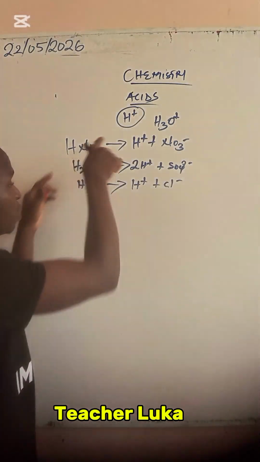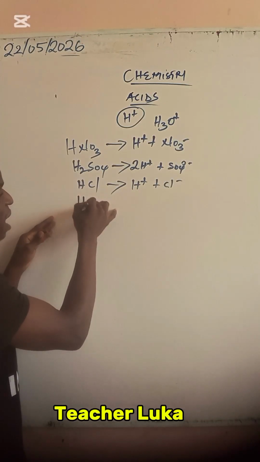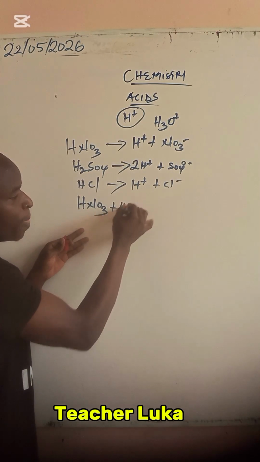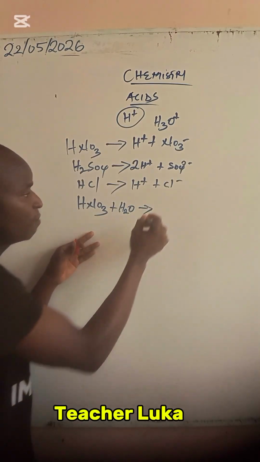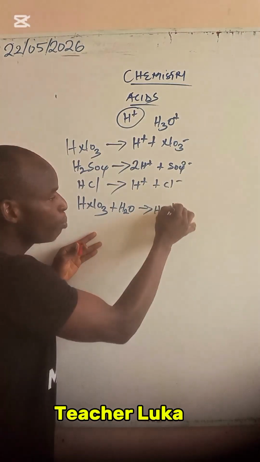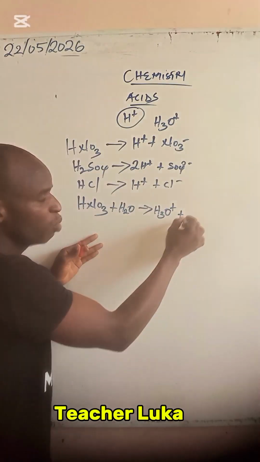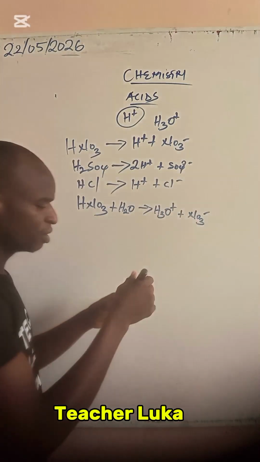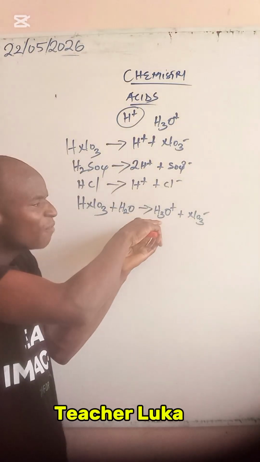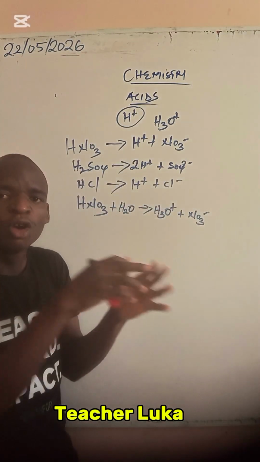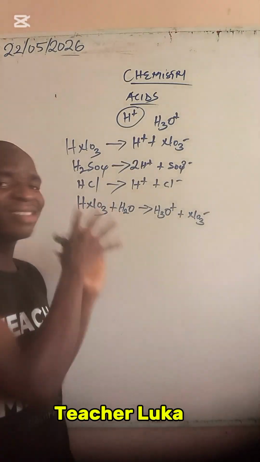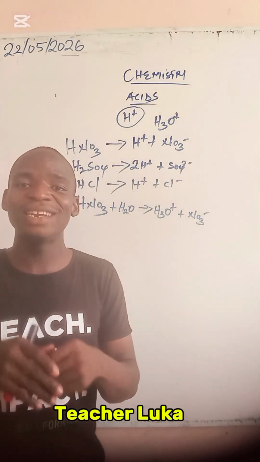You can check that using nitric acid. We have HNO3, which is our nitric acid, plus H2O. In this case, what this will give us is simply H3O plus, plus what? NO3 minus. In this case, we have our hydronium ion, which is the only positive ion. You can see that acids have been made simple.